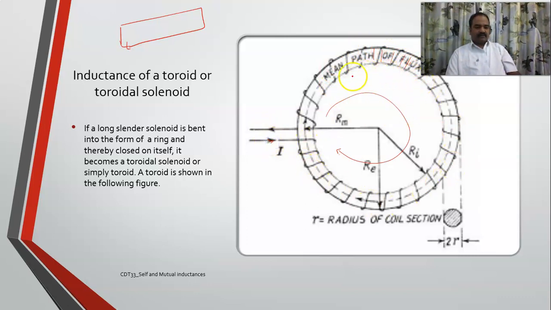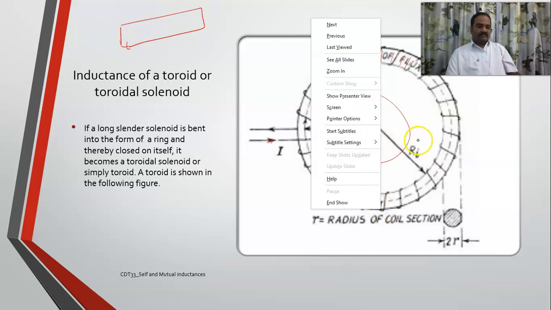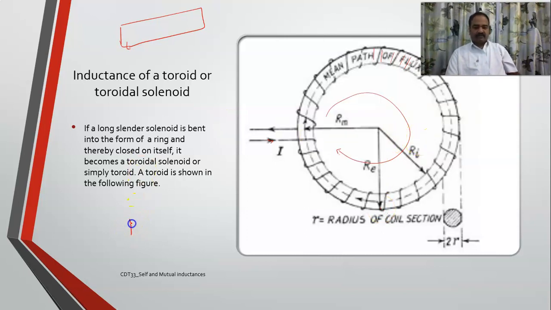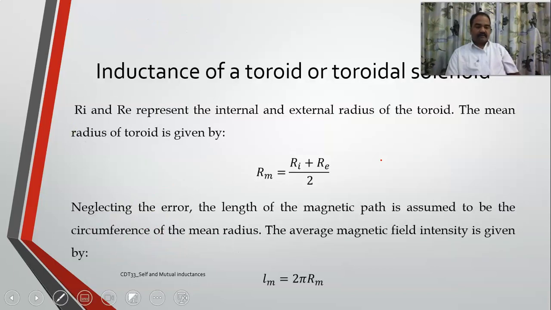Now if you carefully observe, you can see that there are two radii. One is the radius of the inner side and the other is the radius of the outer side. So how to determine the length of this? Because we have the formula L is equal to mu N square A by l, right? So l here indicates the length of the solenoid. In this case, how to determine the length of the solenoid? This is a big question. For that, we will employ this particular equation.